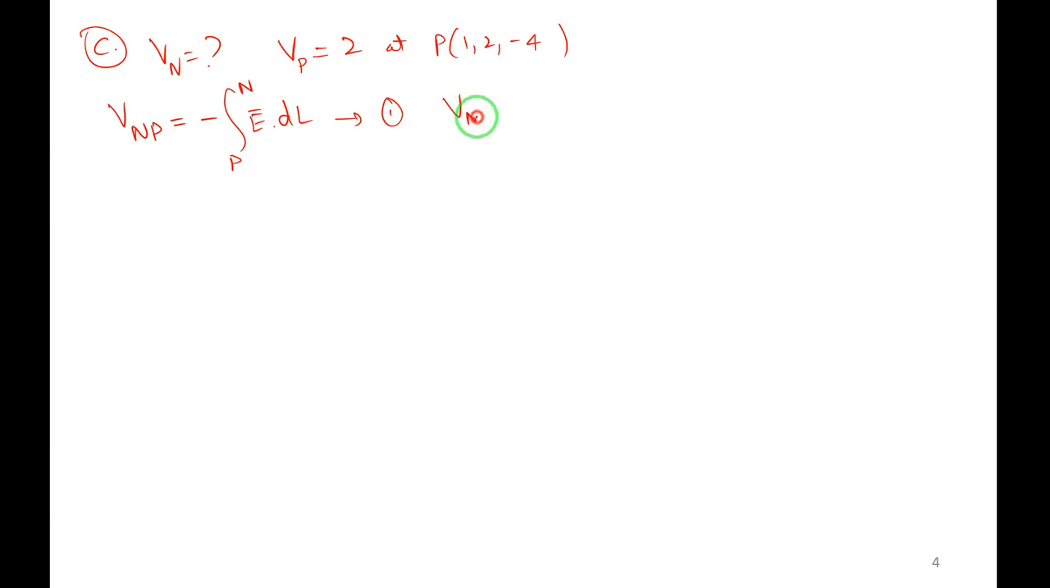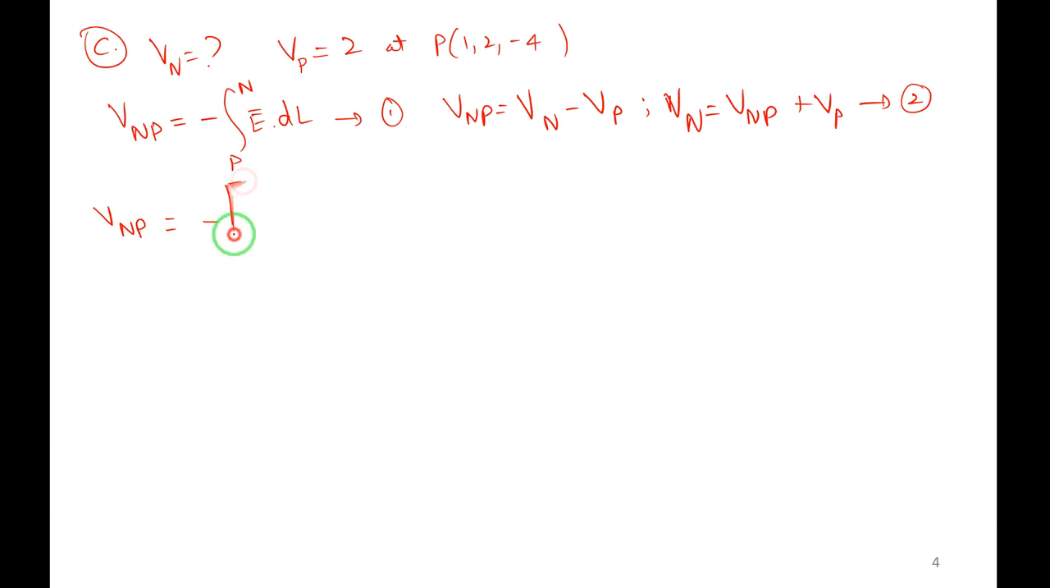Then next Vn and P. We'll write it as the difference of potential, Vn minus Vp. But I want Vn, so Vn is equal to Vnp plus Vp. Call this equation 2. So first we'll find out Vnp. Vp is given, that is 2 volts, plus 2, right? We'll do it. So first we'll do Vnp.